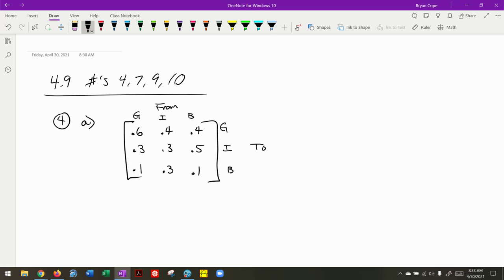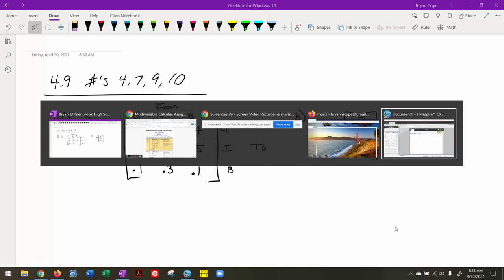B, suppose there's a 50% chance of good weather today and a 50% chance of indifferent weather. What are the chances of bad weather tomorrow? Okay, so all that we have to do for part B is take our matrix M and multiply it by the probability vector, 0.5 in the good spot, 0.5 in the indifferent spot, and 0 in the bad spot. That'll get us our probability for each of the 3 cases the following day. So let's do that on the calculator.